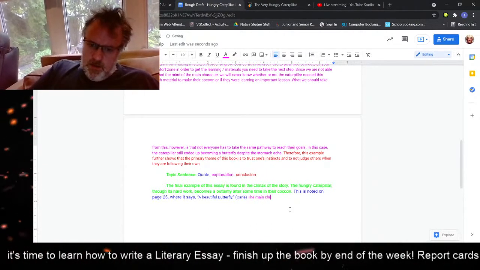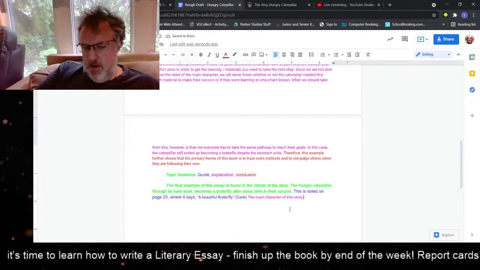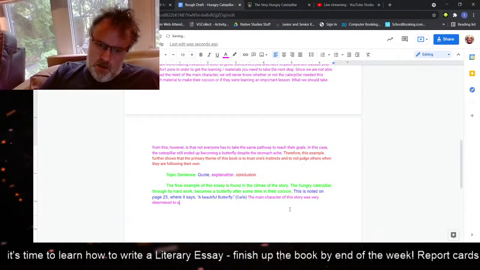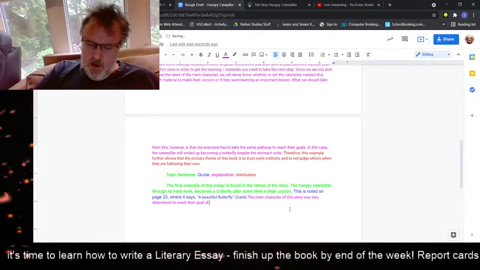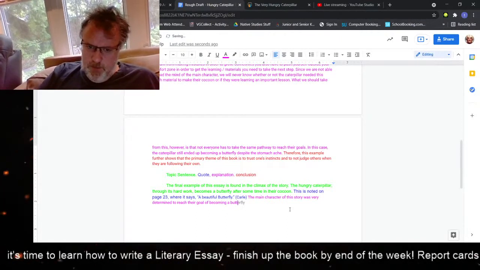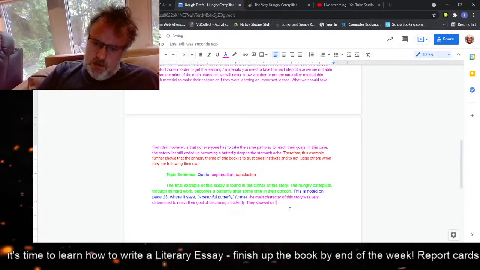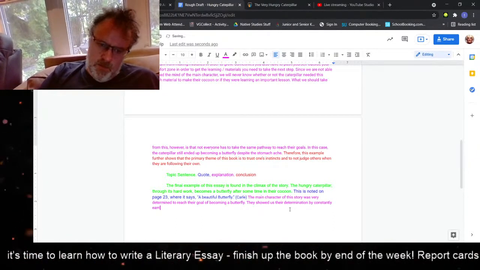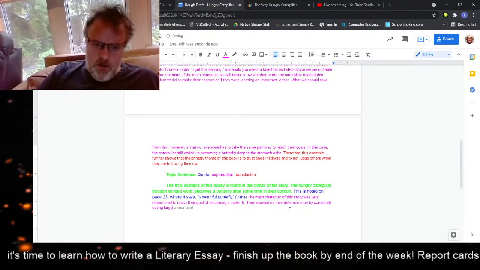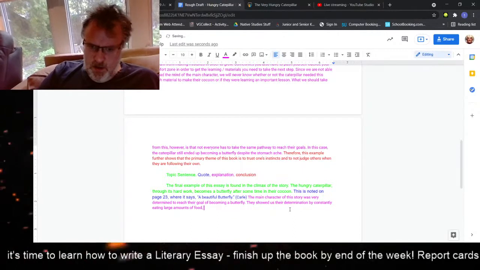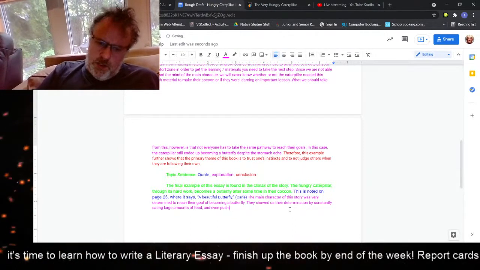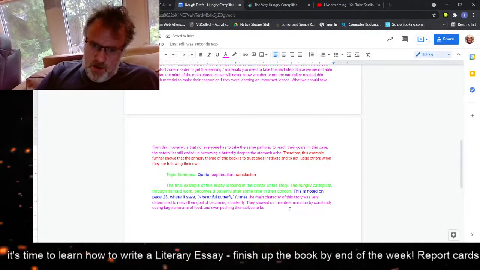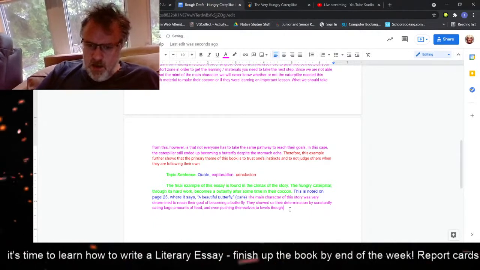The main character of this story was very determined to reach their goal of becoming a butterfly. They showed us their determination by constantly eating large amounts of food and even pushing themselves to levels thought unsafe.